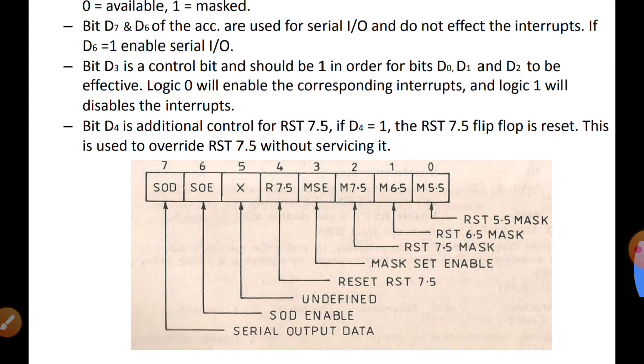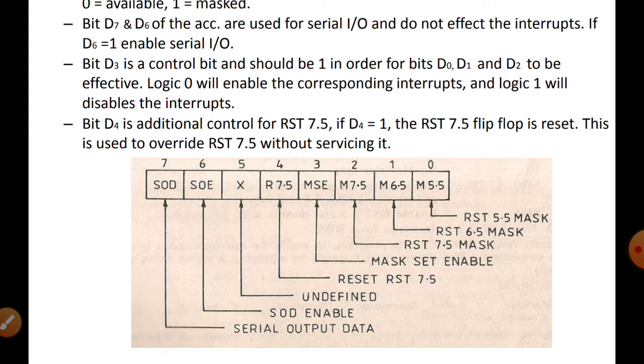But as far as the rest of the bits are concerned, D3 is MSE. MSE stands for mask set enable. It allows enabling the masking process of the individual interrupts. If it is logic 0, it enables the corresponding interrupt, and if it is logic 1, it disables the interrupt. Now, D5 remains unused.